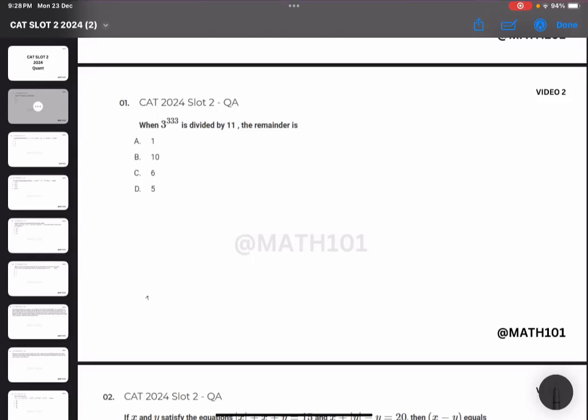For this question, as we saw in video 1, what we'll do is try to find a pattern. So we'll find the remainder when 3 squared, 3 cubed, 3 to the power of 4, 3 to the power of 5, 3 to the power of 6, and so on, are divided by 11. So obviously this leaves remainder 3, this leaves remainder 9, 27 divided by 11 leaves remainder 5.